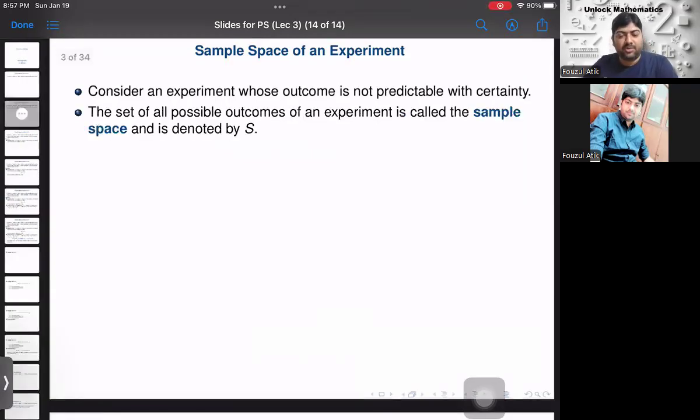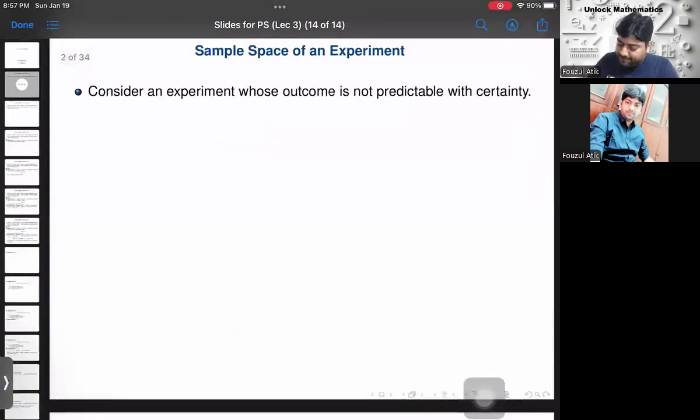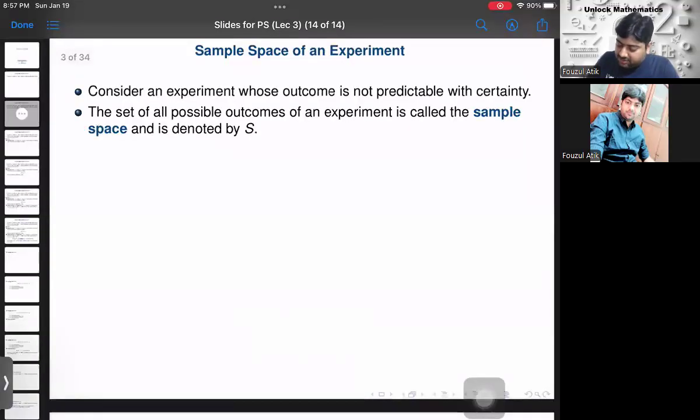Now the set of all possible outcomes of an experiment is called the sample space and it is denoted by S. So we'll consider such kind of experiment whose outcome is not predictable. Therefore it has several outcomes. Then the set of all possible outcomes of an experiment is called the sample space, and it is denoted by S.